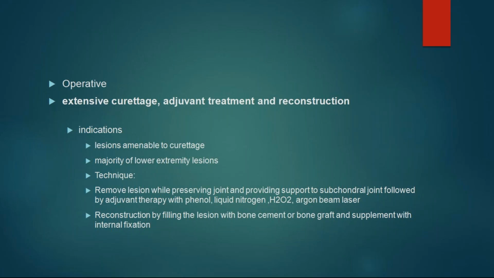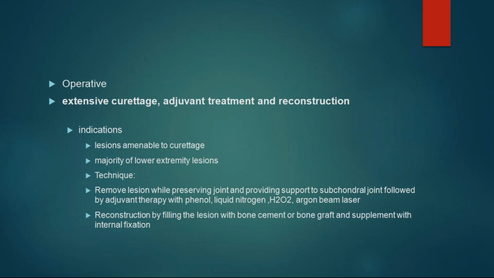Coming to the first one, there is extensive curettage followed by adjuvant therapy and reconstruction. First, if it is a very small tumor, then we can directly go for excision, without going for extensive curettage. So if it's a small tumor, first we can go for excision, and second one is extensive curettage. In extensive curettage, we do it where the lesions are amenable to curettage, and majority of lower extremity lesions only we can go for extensive curettage.